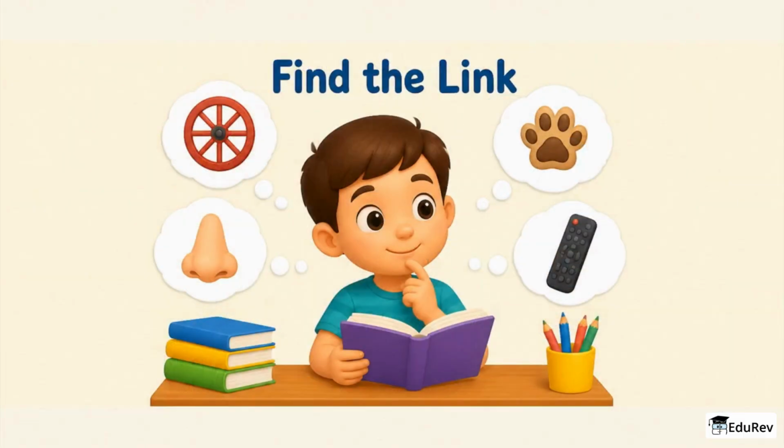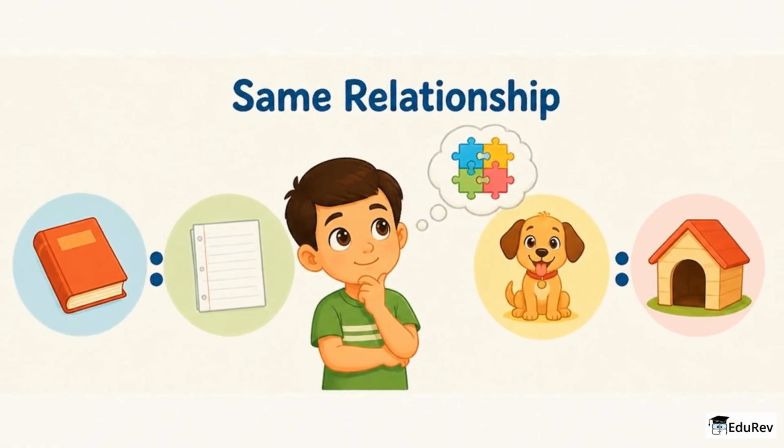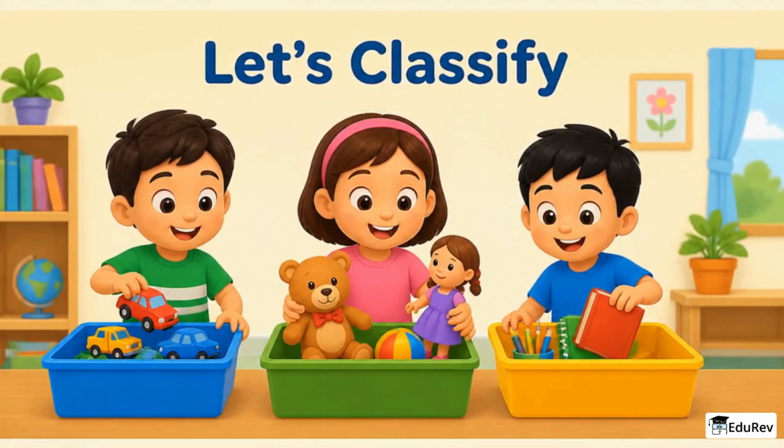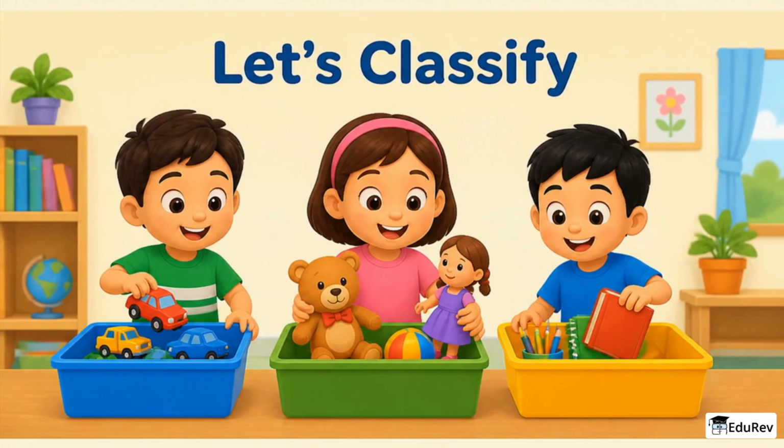When you see an analogy, first read the pair carefully. Decide the relationship and put it into words like A is part of B. Next, look for the option that shows the same relationship. Check word forms like tense or singular and plural before you choose carefully. Now let us see simple classification examples. These help you sort and tidy things in real life and class activities with fun and care.